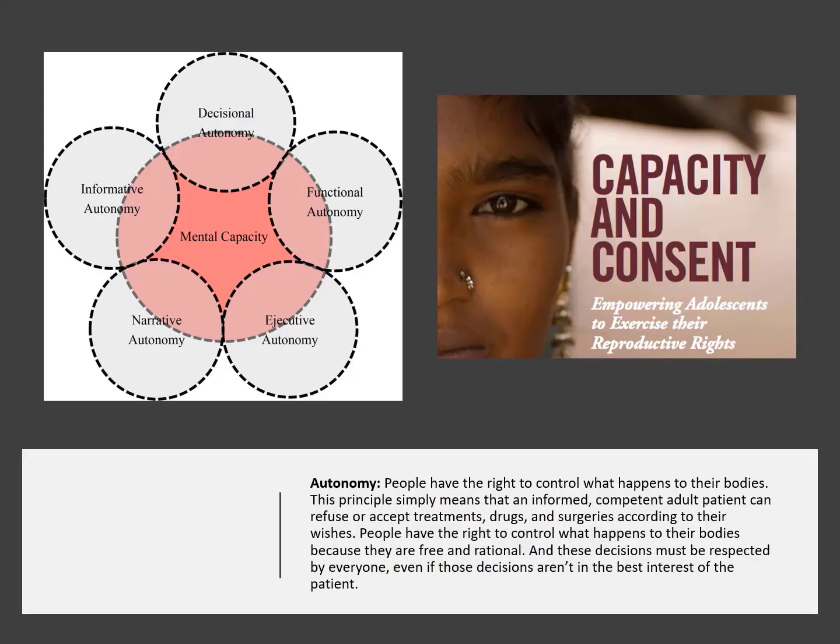The first pillar of knowledge for ethics is autonomy. People have the right to control what happens to their bodies. This principle simply means that an informed, competent adult patient can refuse or accept treatment, drugs, and surgeries according to their wishes. People have the right to control what happens to their bodies because they are free and rational. And these decisions must be respected by everyone, even if those decisions aren't in the best interest of the patient.